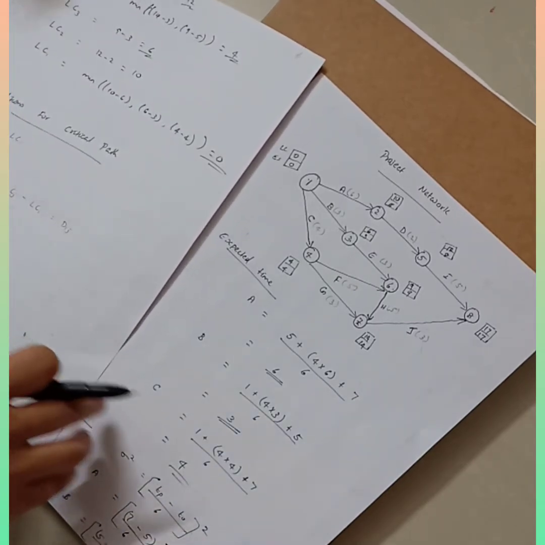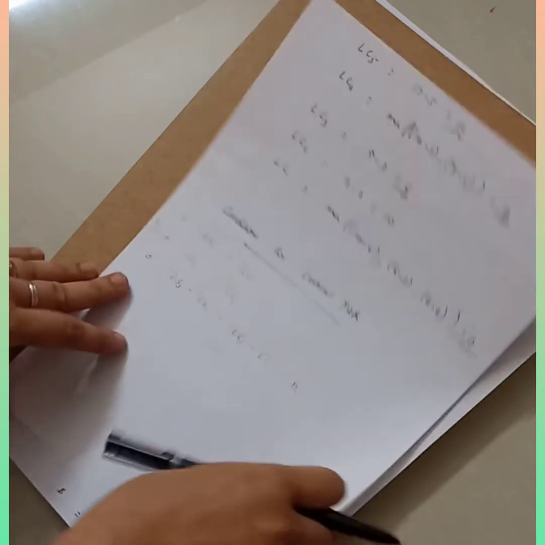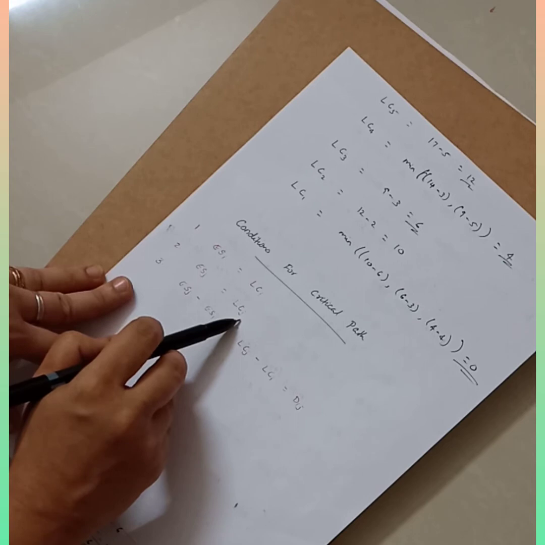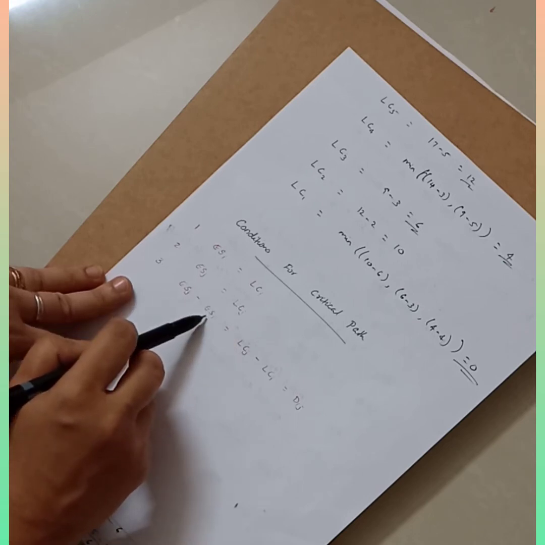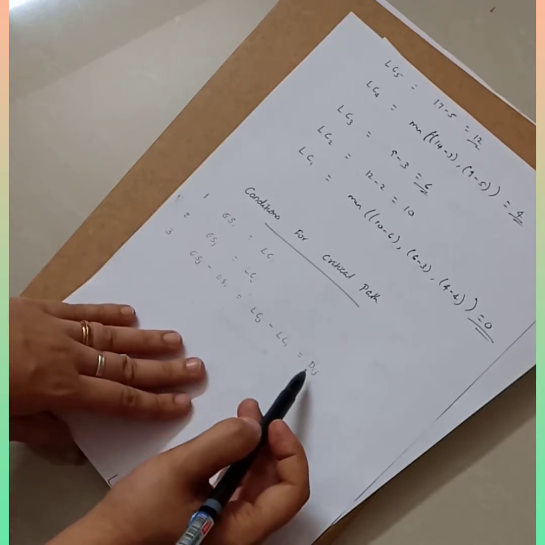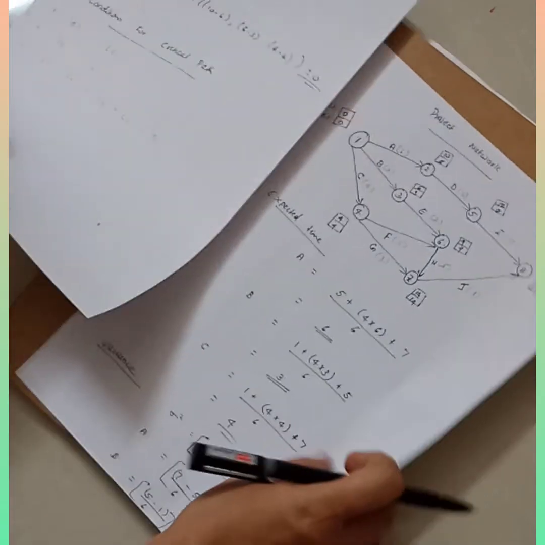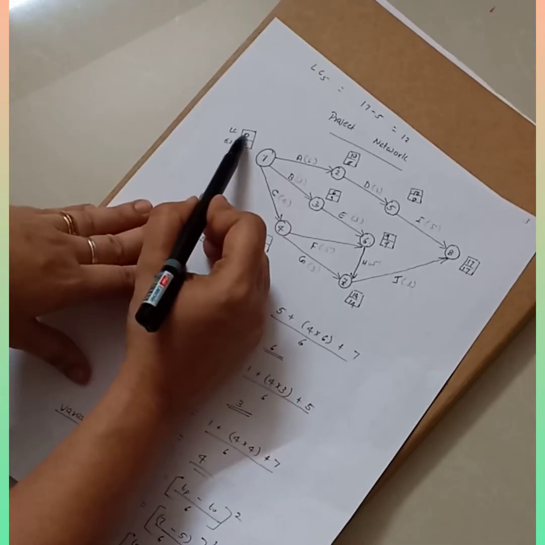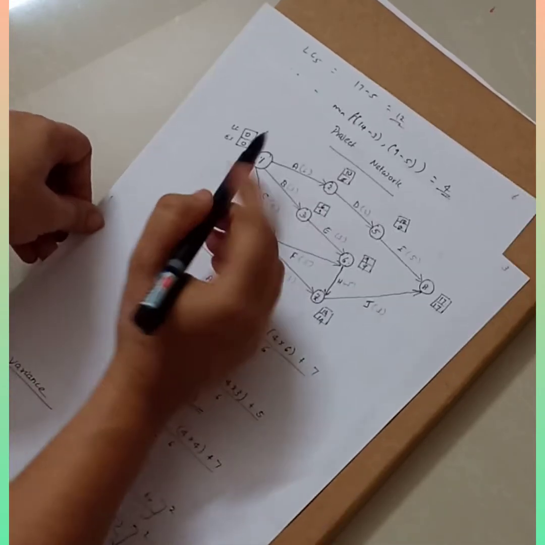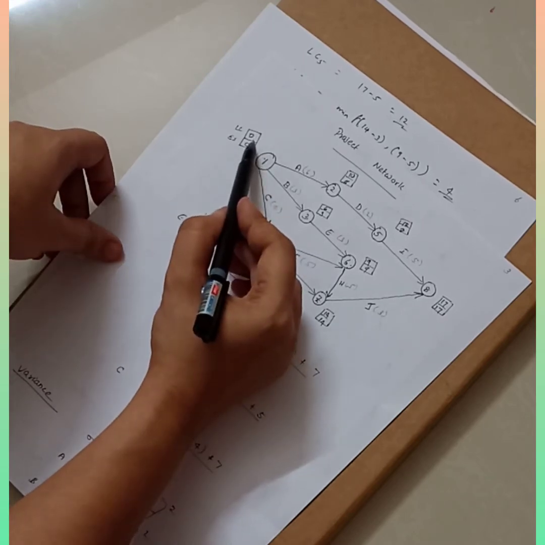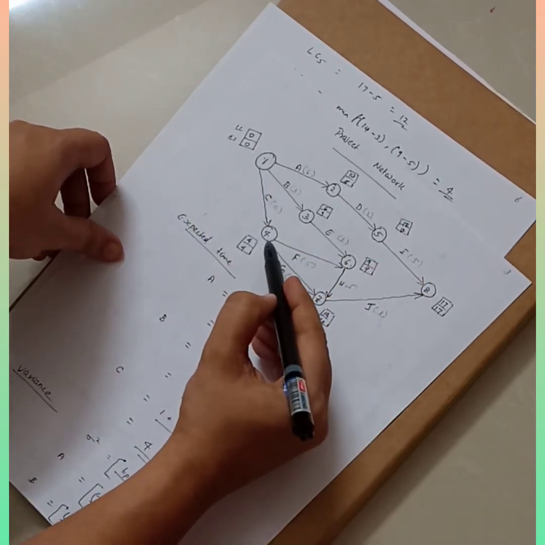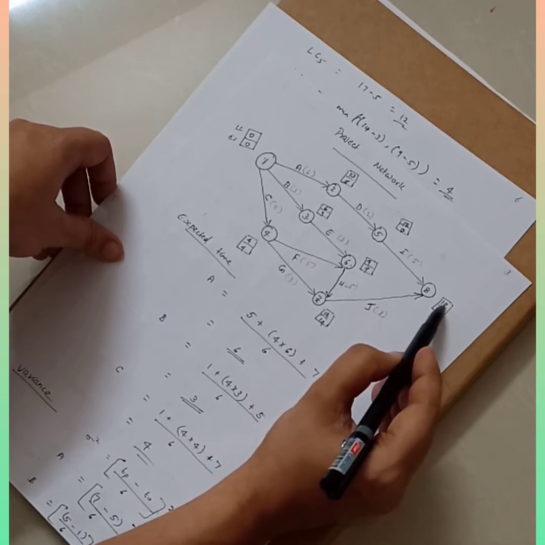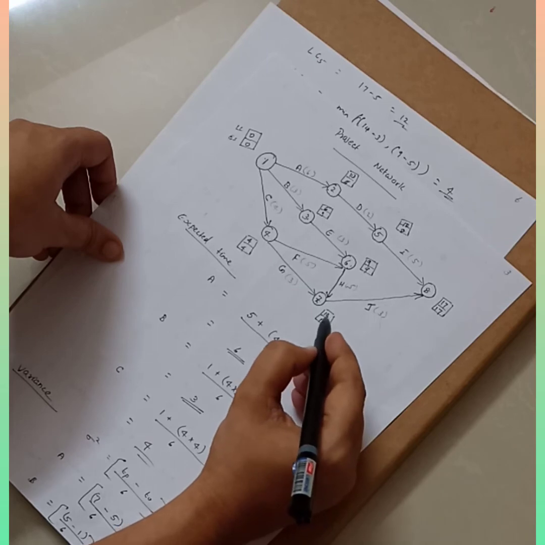How do we find the critical path? The condition for the critical path is ESI is equal to LCI, ESJ is equal to LCJ, and ESJ minus ESI is equal to LCJ minus LCI, which is equal to the duration. Correct? So when you look at this, ESI is equal to LCI. Which values are equal? For 1 it is equal, then for 4 it is equal, 6 it is equal, 7 equal, and 8 equal.